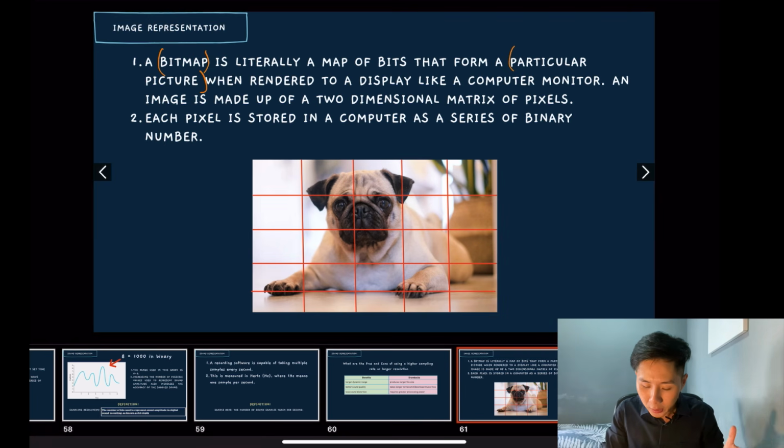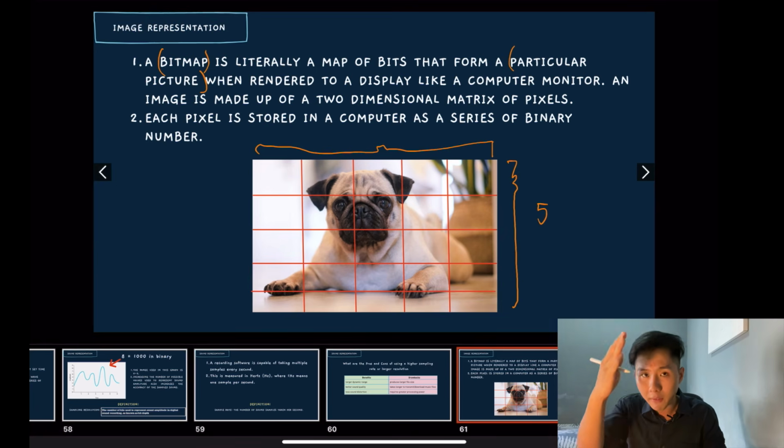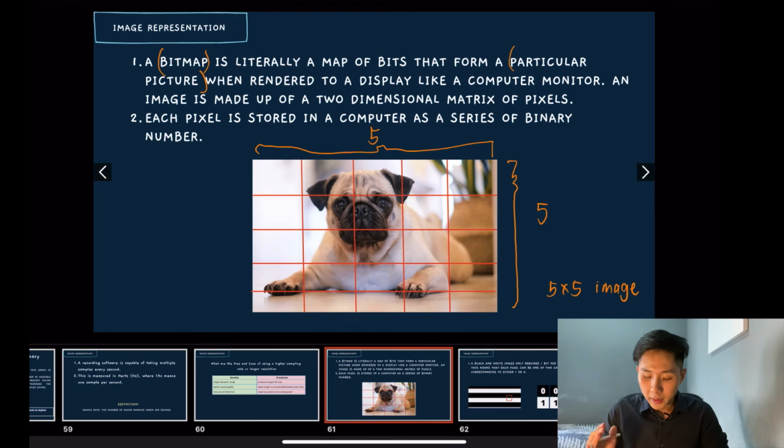And here we have a very cute puppy. And this image is also represented in pixels. To simplify it, I draw a 5 by 5 pixel grid here. So they have 5 vertical bars and 5 horizontal bars. So this is a 5 by 5 image. Okay, so let us look at some of the image. So as I said, computers can only understand binary. So this means that each pixel here is actually just a bunch of binary values.